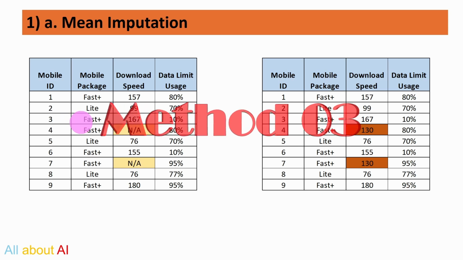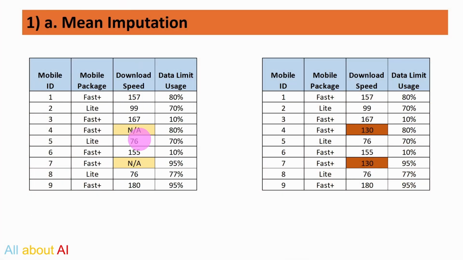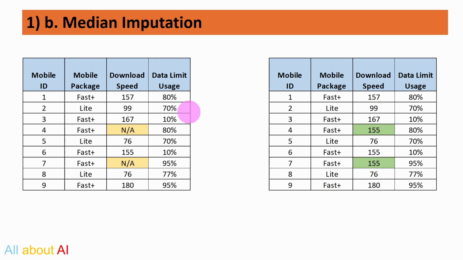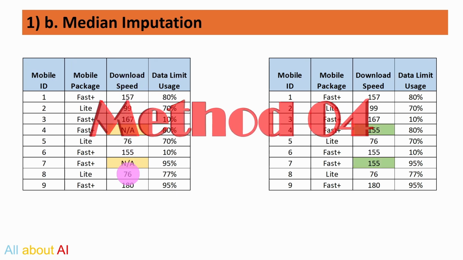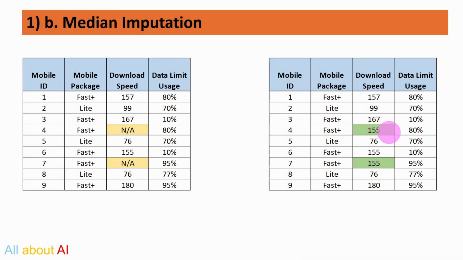Mean imputation. So in this case, we'll be taking the mean of this variable and replace this field. Like in this case, the mean for this variable is 130. So we are replacing this with this value. Similarly, for the median case, we'll be taking the median value and replacing it. In this case, median is 155. So we are replacing with this median value.